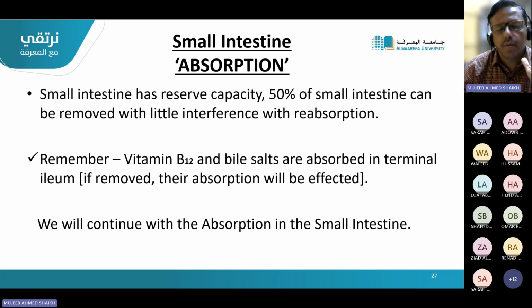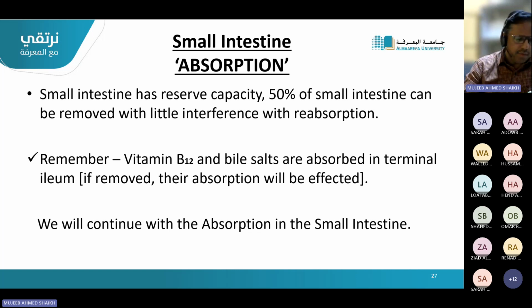If for some reason this terminal ileum is resected or operated, the person may suffer from vitamin B12 deficiency, or bile salt deficiency, because, as you have seen in the lecture of the hepatobiliary system, there is an enterohepatic circulation. Bile salt should be absorbed from the terminal ileum to be utilized for future use. Only 5% is lost in the feces, whereas 95% will be reabsorbed.